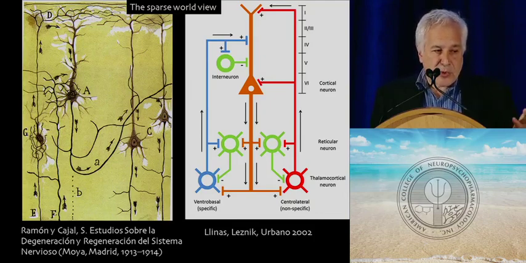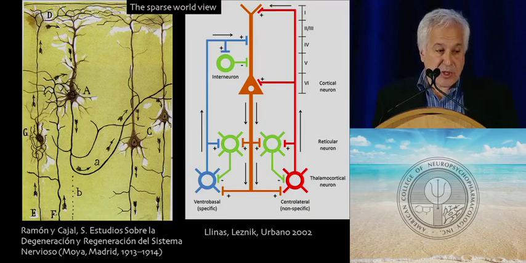This sparse worldview is so dominant in our thinking that very few of us can think about cortical circuits without thinking about these arrowed wiring diagrams. In fact, we have nothing else except in one animal, the C.